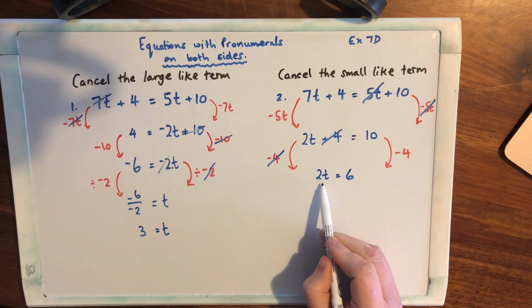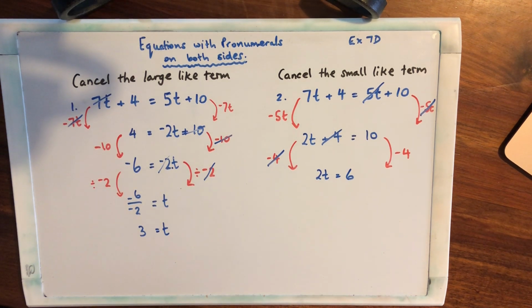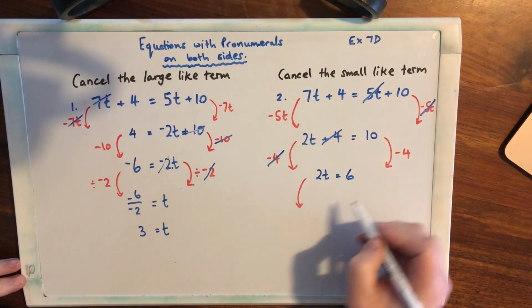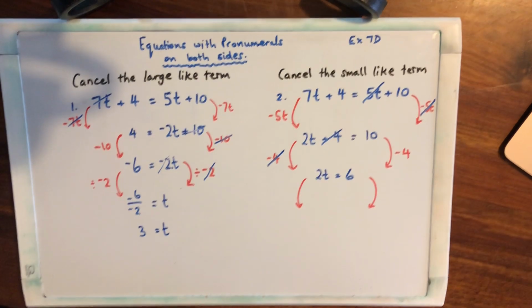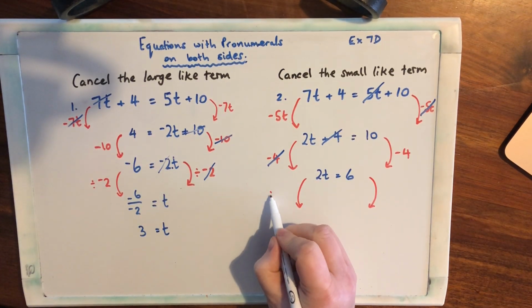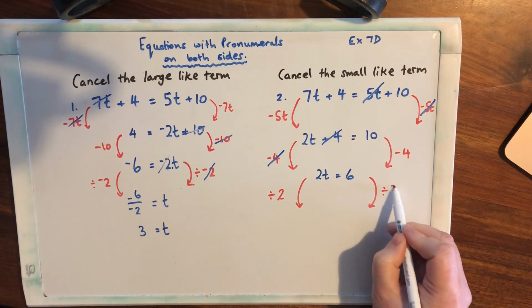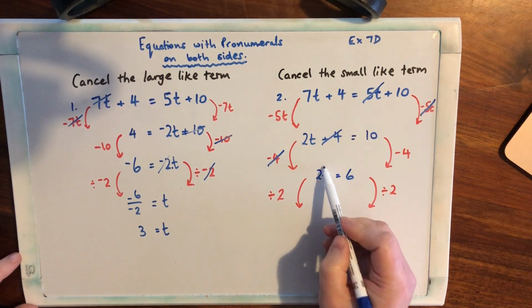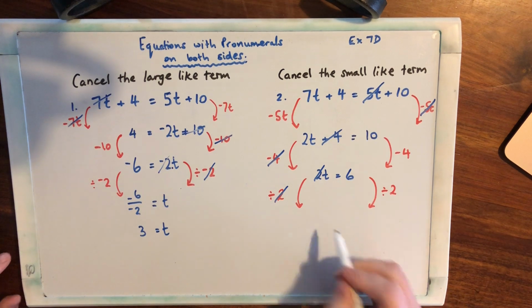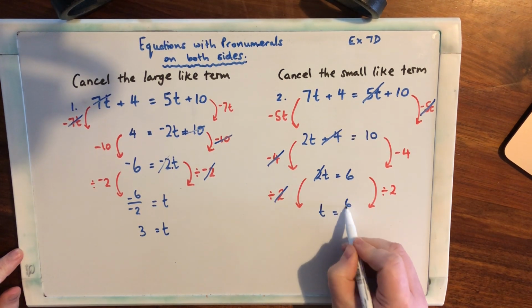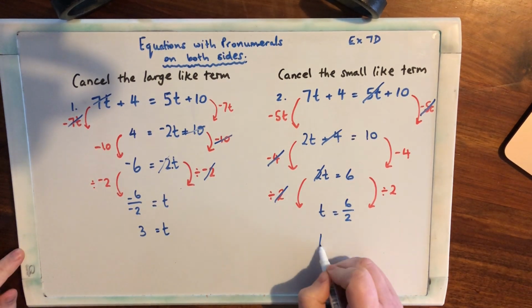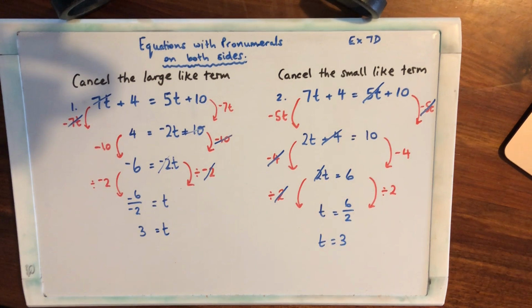2t is 2 times t. So whenever I want to isolate that, I'm going to look at the opposite of multiplication, which we know is division. So I'm going to divide by the 2 coefficient, and the same on the other side. The 2 cancels out with that 2, and then we're just left with t equals 6 over 2, which we know is 3. So here we have two different ways of doing it.